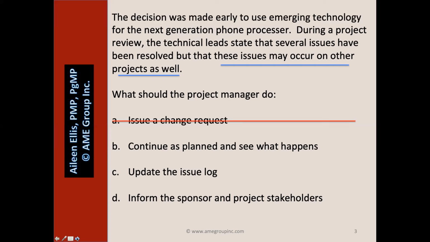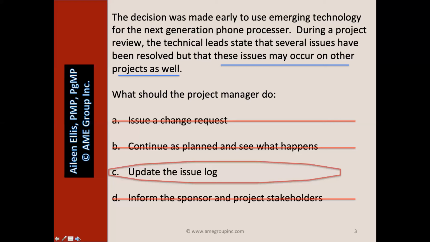B, continue as planned and see what happens. That means we don't tell anybody and we let these issues occur on other projects. Well, that's not really a good team player in the organization. C, update the issue log. Now you may ask, why would I update the issue log? I want to update the issue log on our project, and then what are we going to do? We're going to share that information through lessons learned.